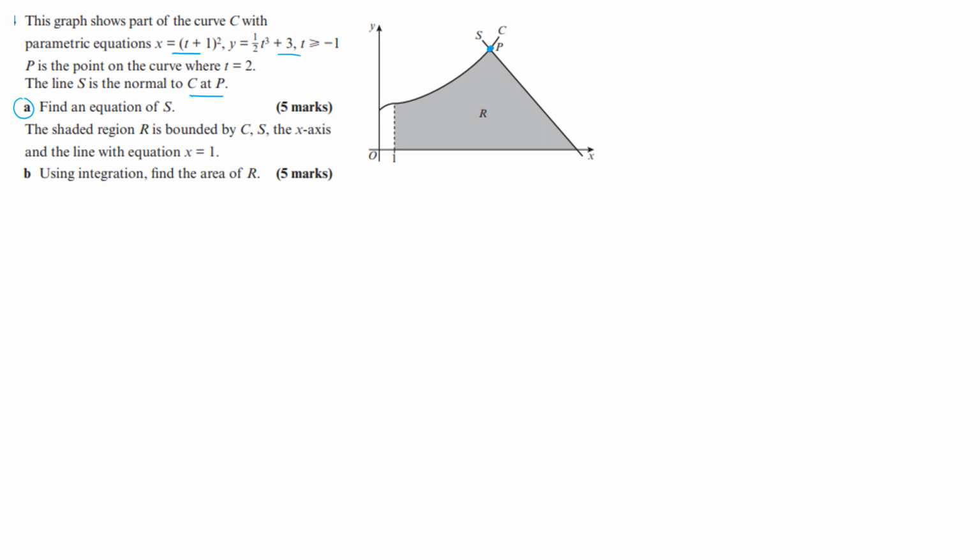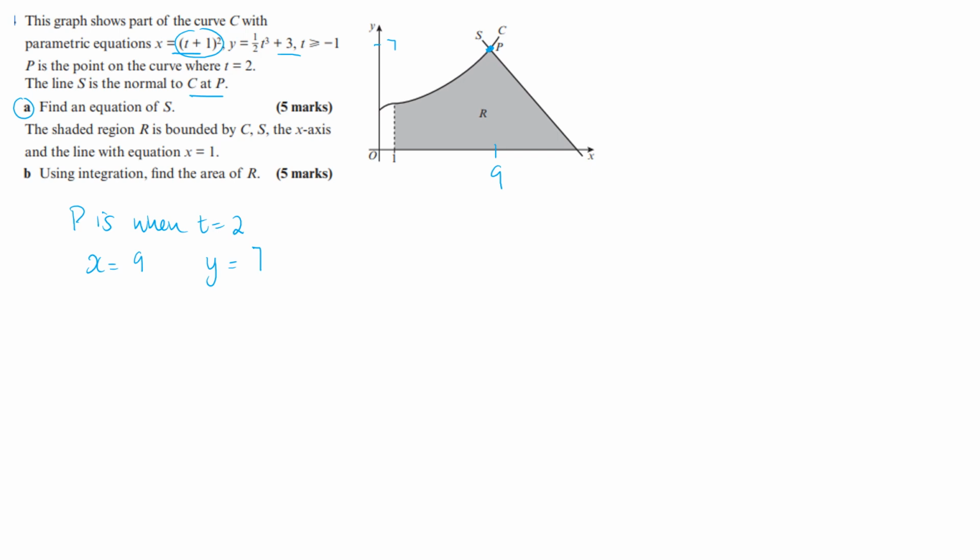So for an equation of a straight line, we're going to need a point, which will be our P, and then we need the gradient of the curve, and we're going to do the negative reciprocal, and then use y minus y1 is equal to m into x minus x1. So first of all, finding P. So P is when t is equal to 2. So what is x when t is equal to 2? Subbing it into the parametric equation, 2 plus 1 is 3, and that squared is 9. And y is equal to 2 cubed, 8, half of that, 4, plus 3, 7. So this point P is the point (9, 7).